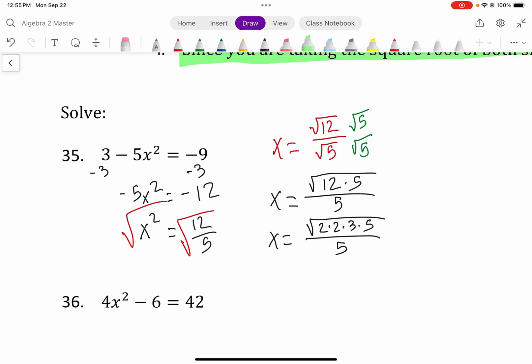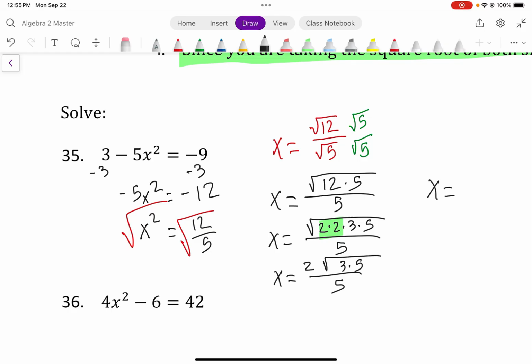But what I'm really doing there is just trying to find my perfect square. So 2 times 2 gives me 4. 4 is my perfect square factor. One of those is going to break out. So the square root of 4 was 2. So one of those 2's breaks out. And I'm left with that 3 times 5 on the inside and a 5 on the bottom.